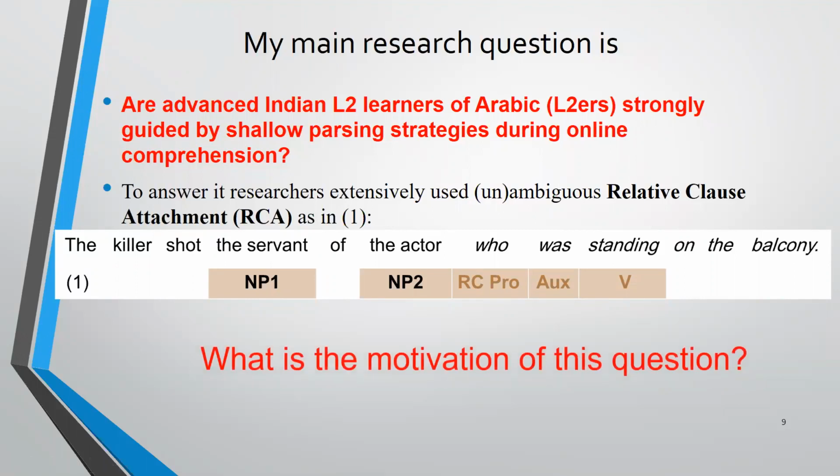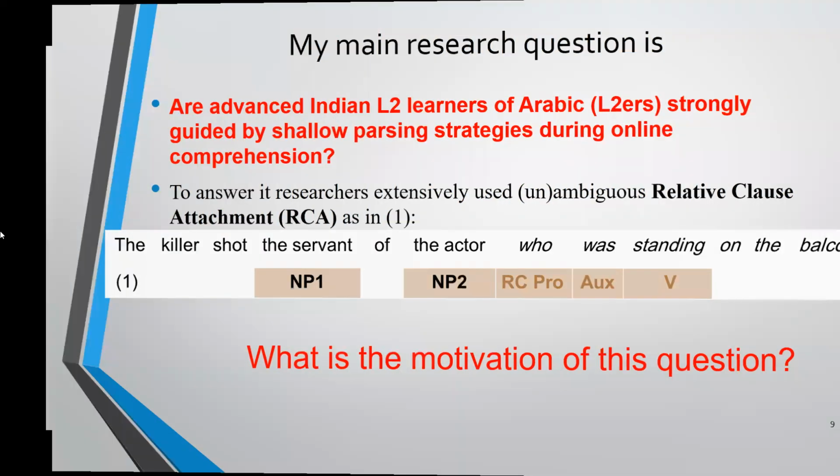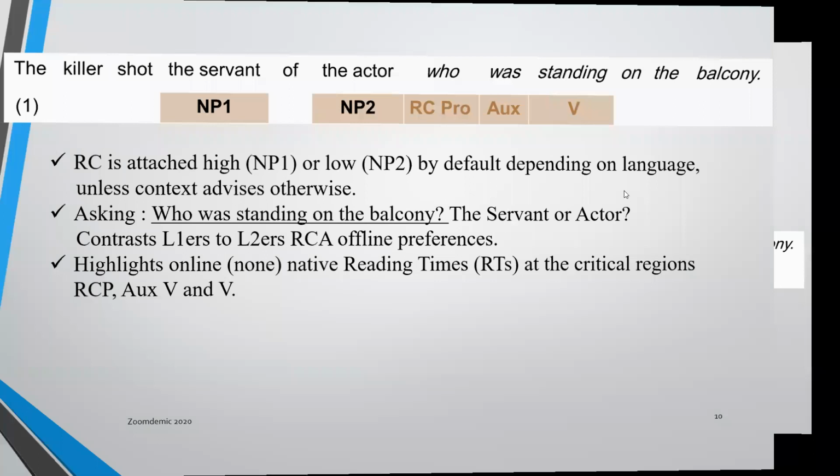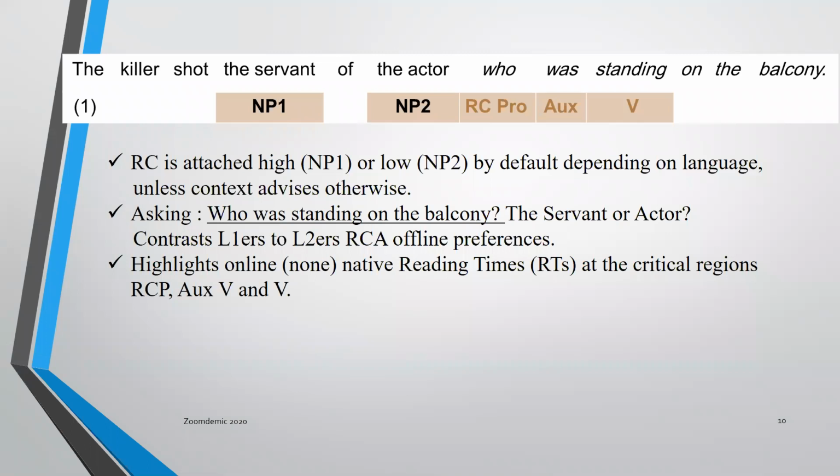So what is the motivation of this question? As I said earlier, the RC is either attached high or low, and it's by default depending on the language, unless context advises otherwise. Experiments have been done on many languages, mainly European languages. English, for example, attached low. The Spanish, the Greek, who else? I think the Japanese do as well. They always attach high, and the Arabs as well attach high. And when we give sentences like one to learners, either offline or online, it shows whether they are parsing like natives or whether they are parsing like learners. Especially if we look at the critical regions, and I'll show you later how we do that.